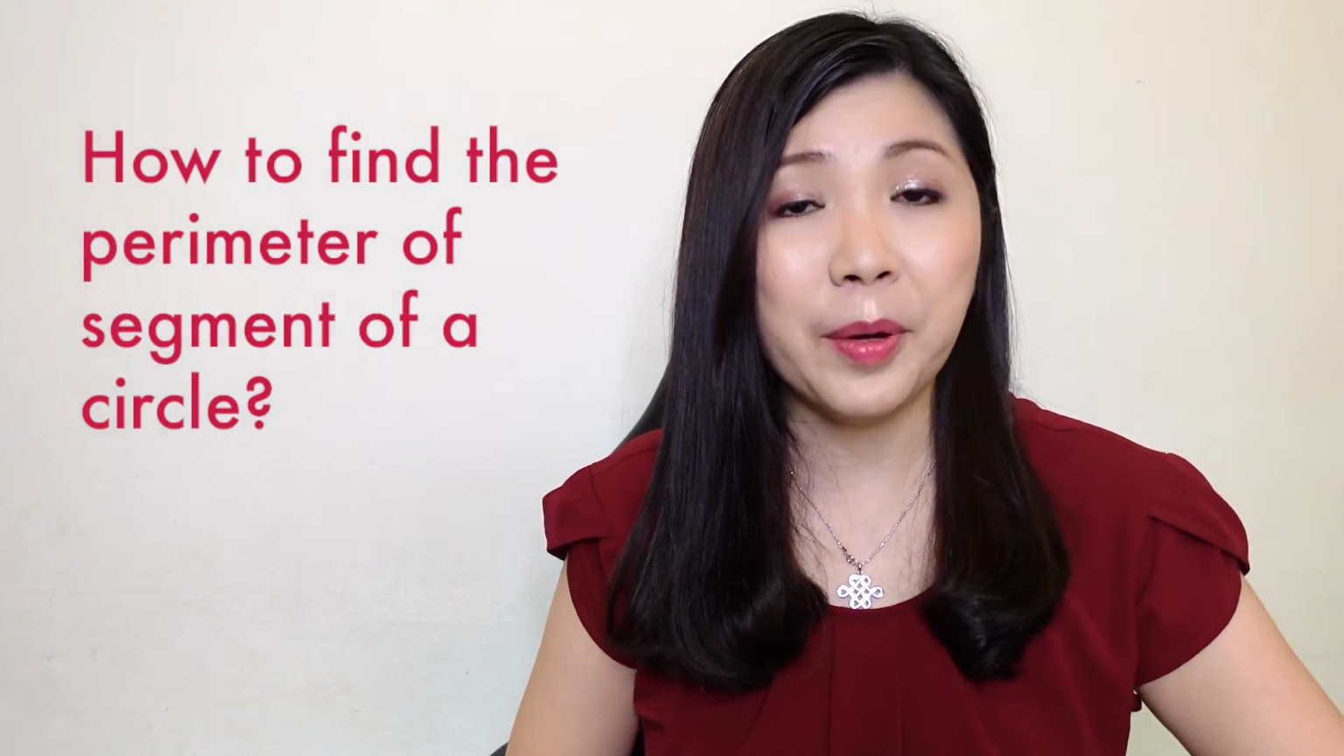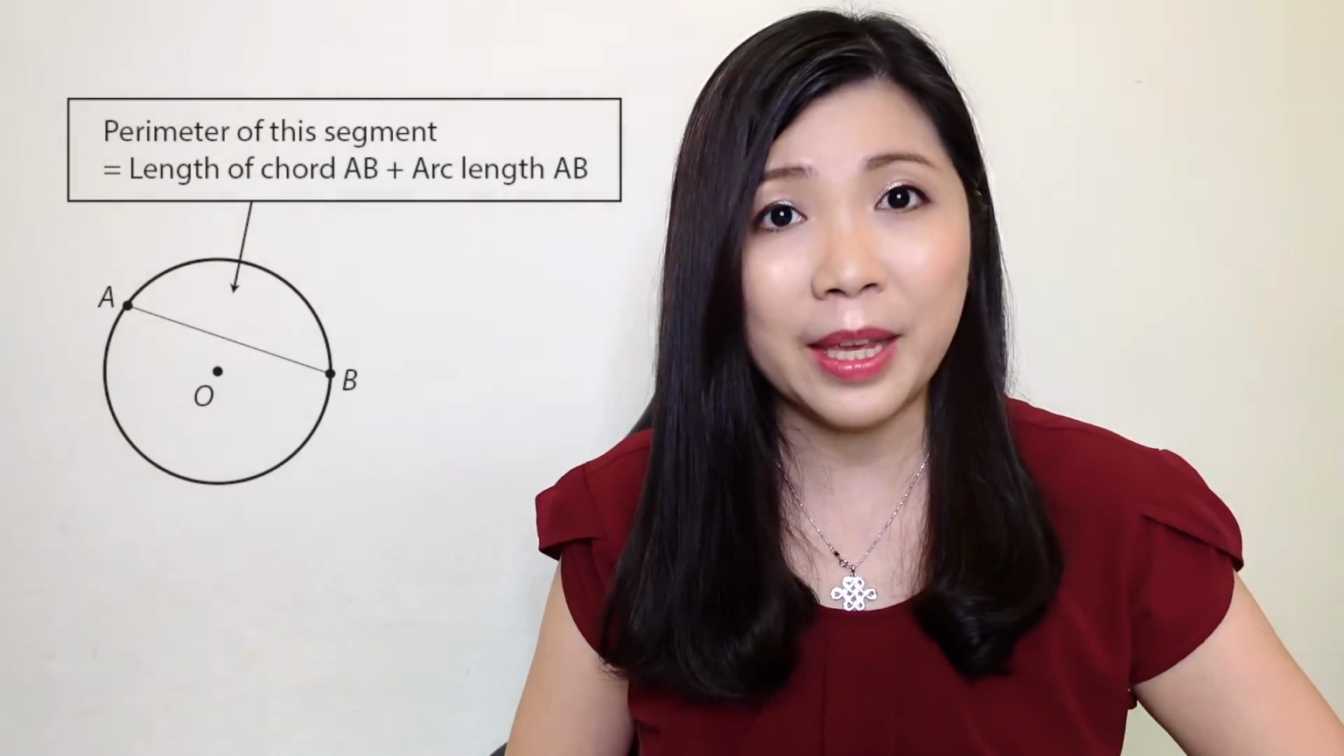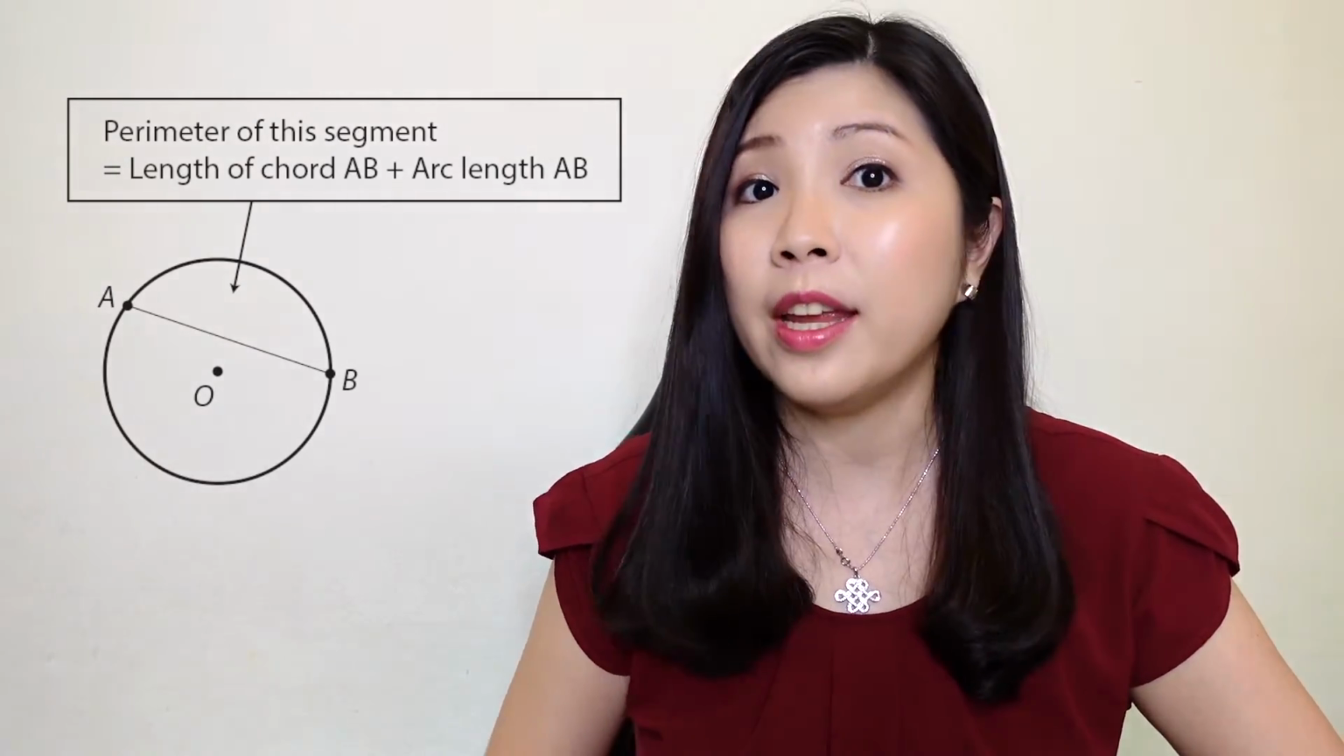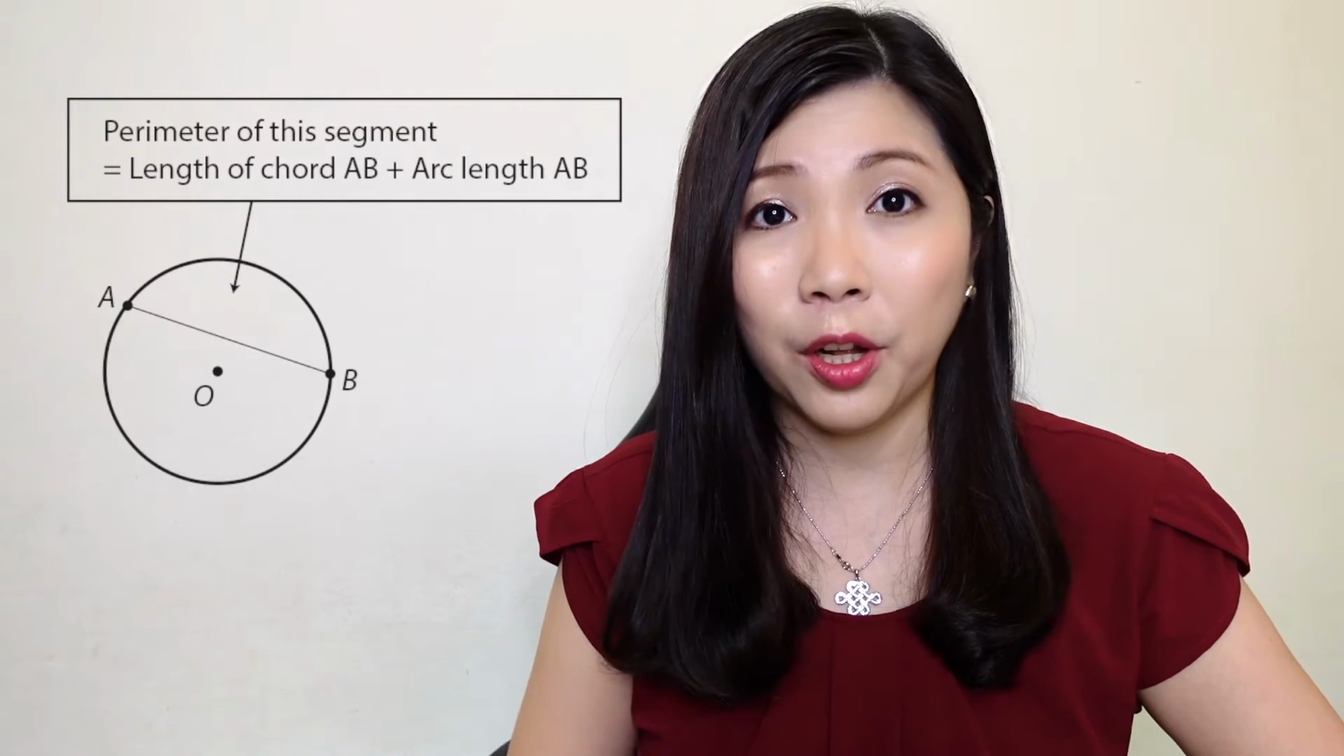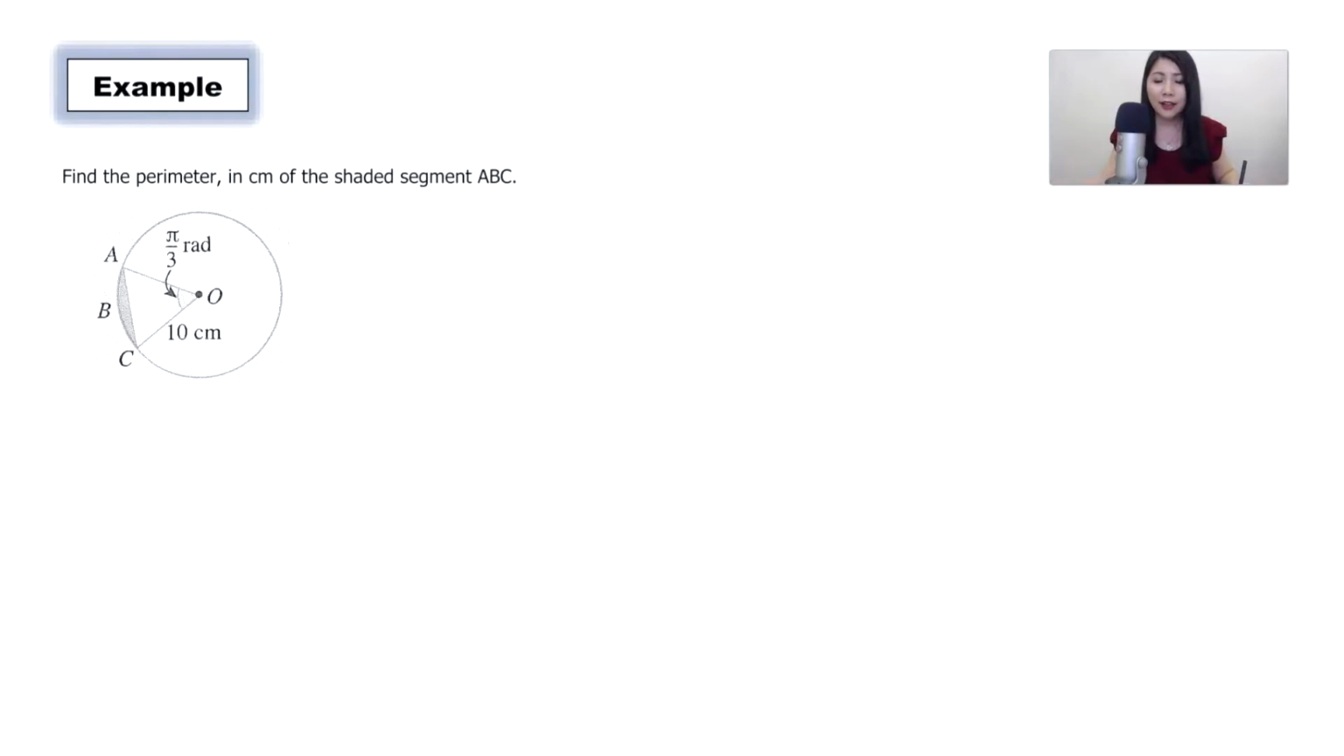So how to find the perimeter of a segment? To find the perimeter of a segment, we use the length of chord AB plus the arc length AB, as shown in this diagram. Let's look at the following example. Find the perimeter in cm of the shaded segment ABC. The shaded segment is over here.